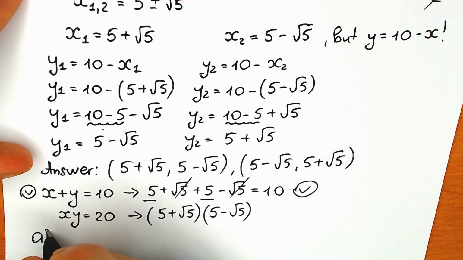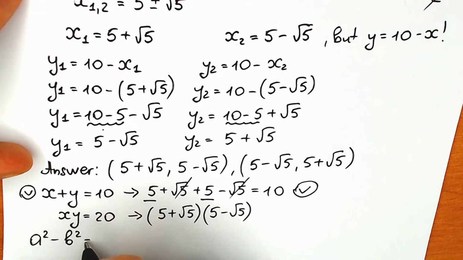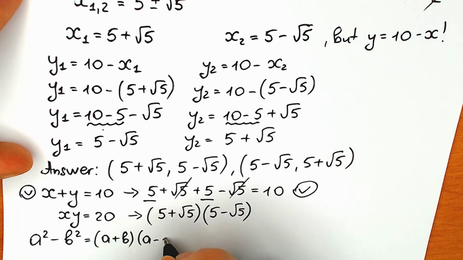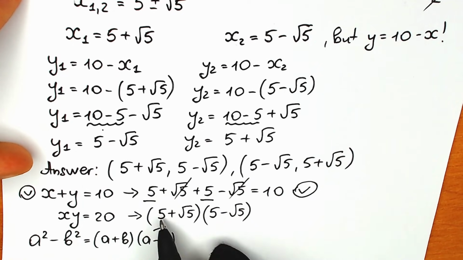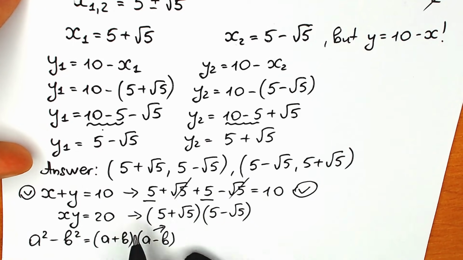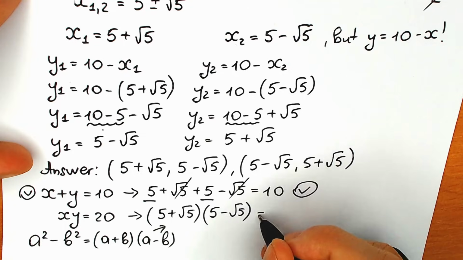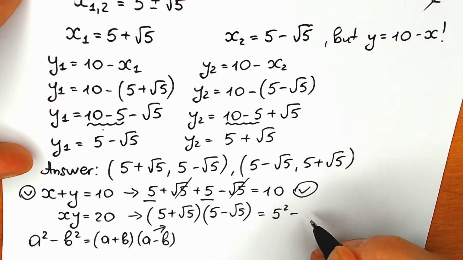So for example, a squared minus b squared, difference of squares, equal to a plus b times a minus b. And right here we have absolutely the same thing. We have, for example, 5, this is our a, and square root of 5, this is our b. So we have a plus b times a minus b. So we can consider it as a difference of squares. So let's do it. So 5 squared minus square root of 5 squared.